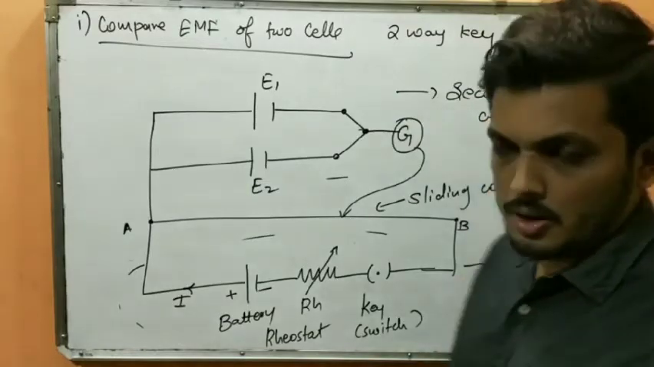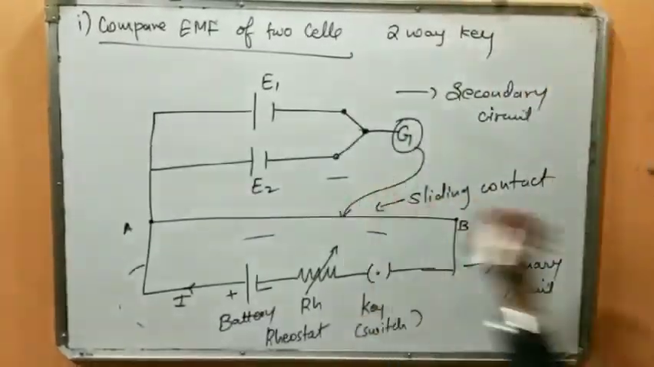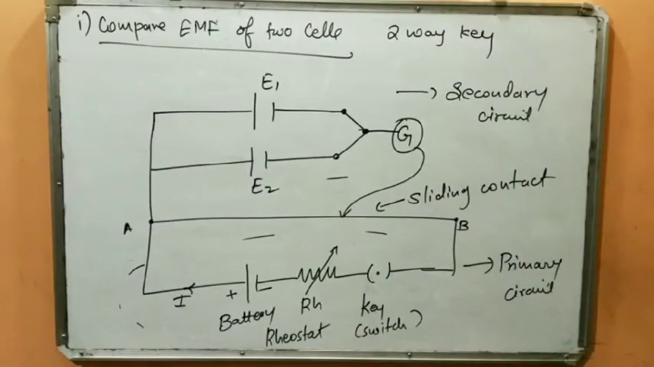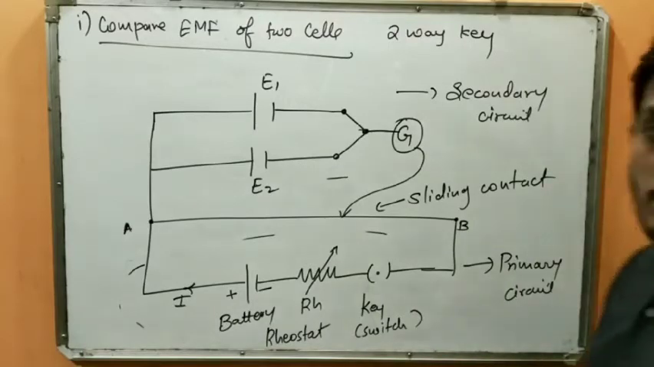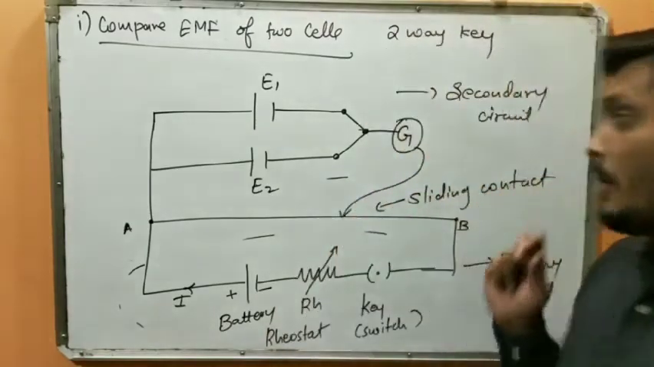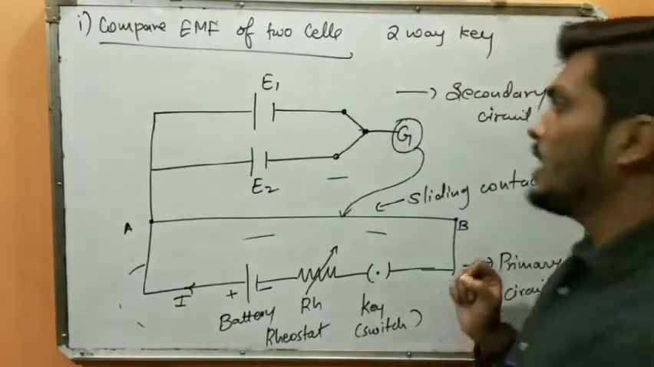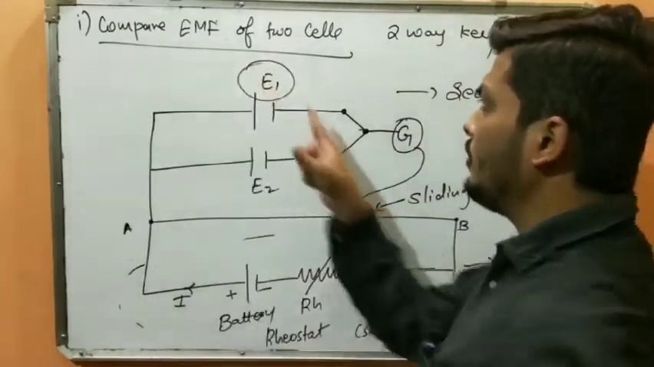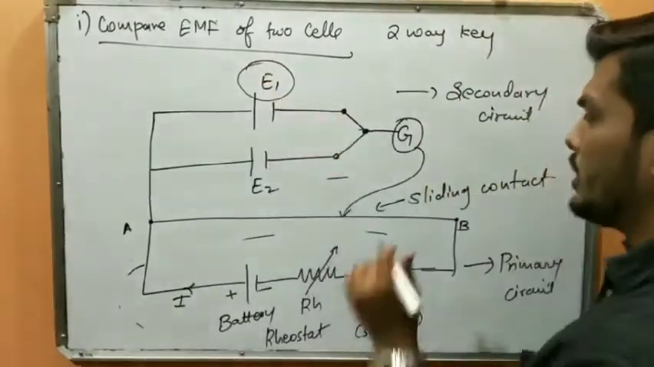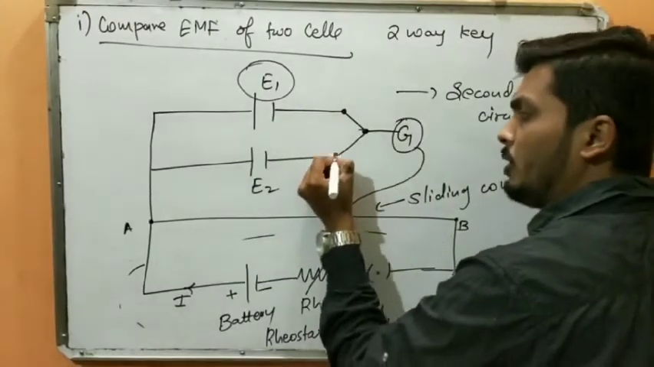Is that clear? Okay. Now please draw the diagram so that we will calculate the things and we'll see how we get this. Okay. Now how are we going to start this experiment? First thing is, I am interested to find what is the EMF of this cell. So what I will do here is, this key I will open.